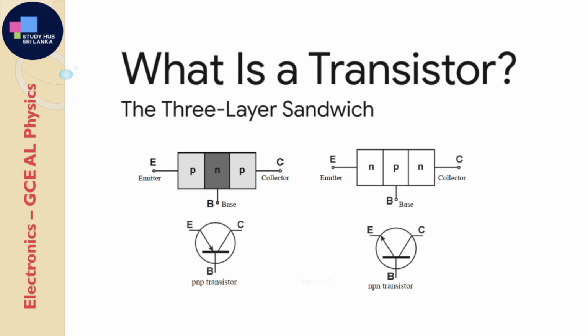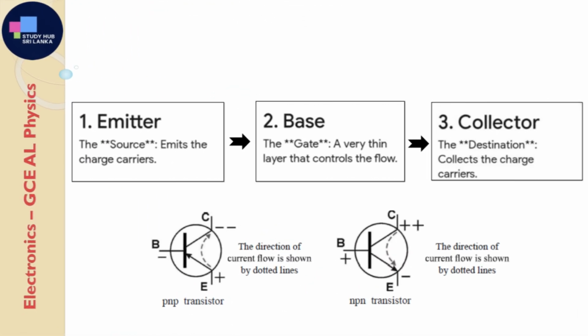And each of those three layers has a specific name and a job. First up, you've got the emitter. Think of it as the source, where all the electrons start their journey. Then on the other side, you have the collector, which is the destination. And squished in between them is the most critical part of all, the base. The base is this incredibly thin layer that acts like a gate, controlling the huge flow of electrons that wants to get from the emitter to the collector.